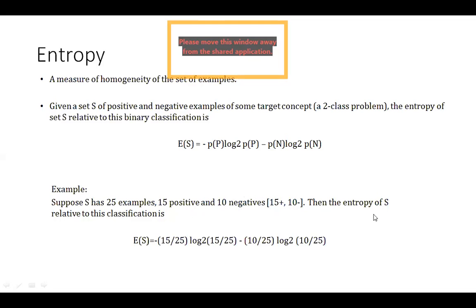So here, what is the formula? We have to take log 2 of positive divided by total. So 15 divided by 25, where 25 is the total number of samples: log 2 of 15 divided by 25. And this is for the negative cases: 10 divided by 25, that is, log 2 of 10 divided by 25. So this is the formula for calculating the entropy. Finally, we are going to measure the entropy for your decision tree algorithm.